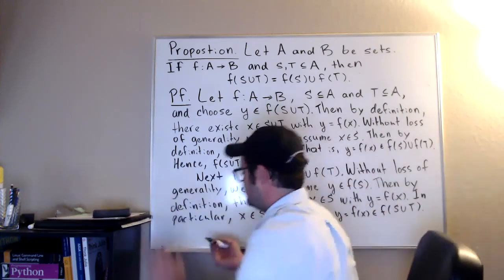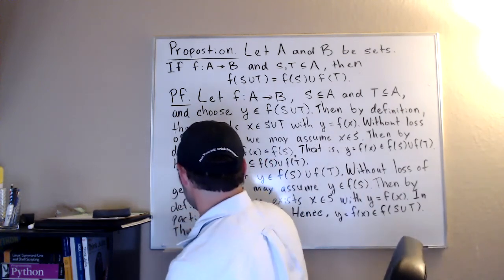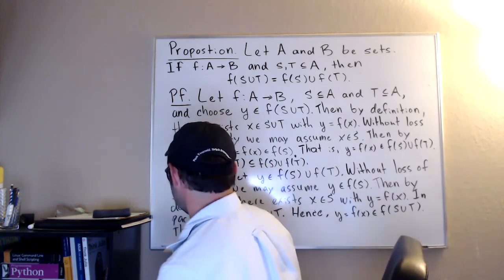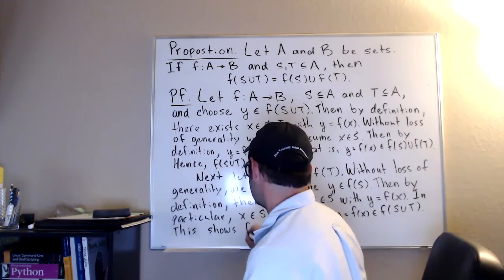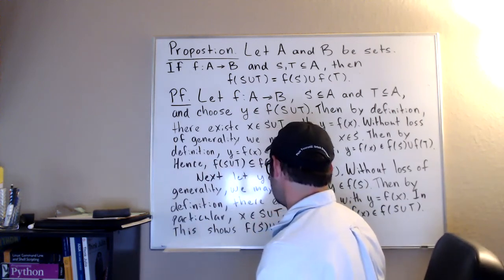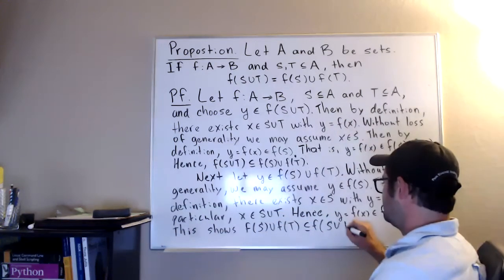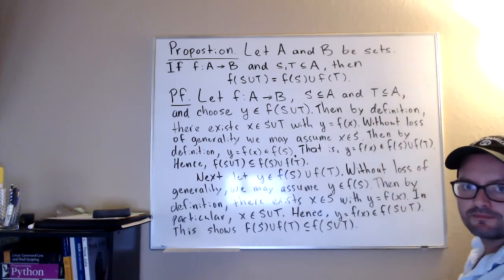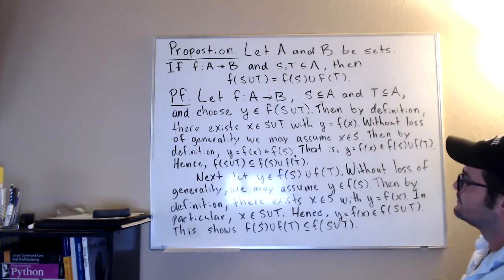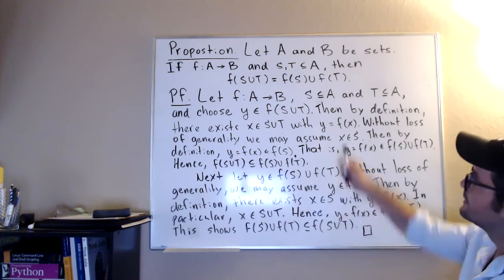And then we can finish it off by saying this shows that f of s union f of t is a subset of f of s union t. And we're done because they're subsets of each other. And if two sets are subsets of each other, then they must be equal.